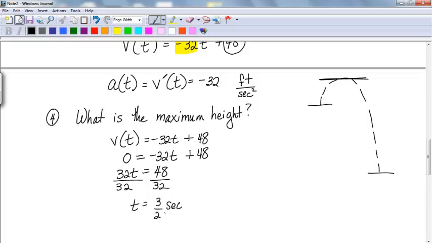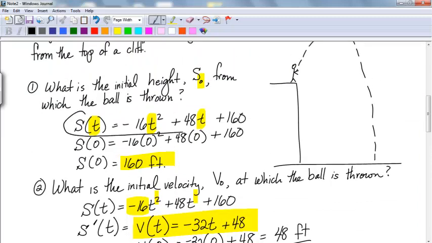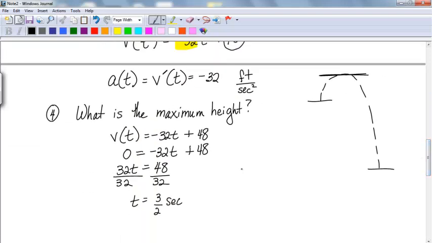Now that's not what they asked for. What they asked for was the height. Now you've got to go back. Which formula was the height formula? The height formula goes all the way back up here. That was the very first one, the distance. So you've got to go back to that formula. S of t equals negative 16t squared plus 48t plus 160. And then sub in the 3/2 or 1.5. And when you do that, just plug that in, you'd end up with 196 feet.